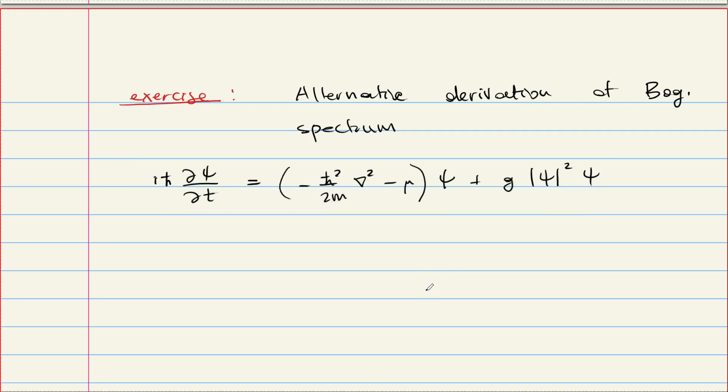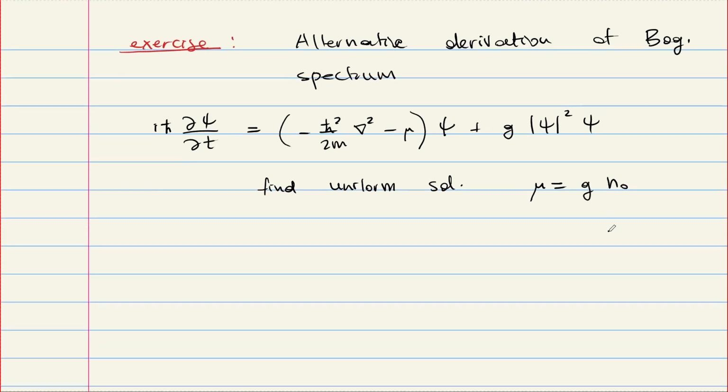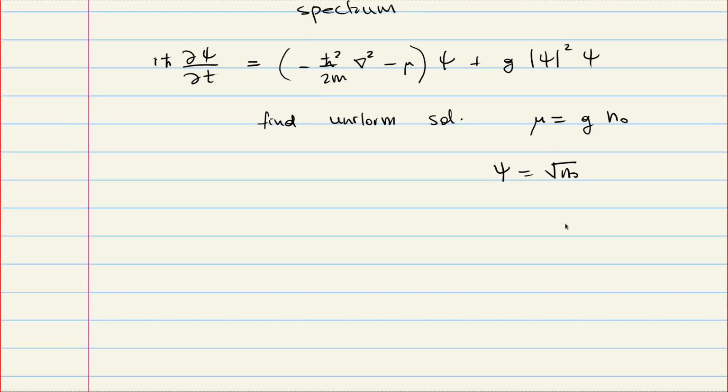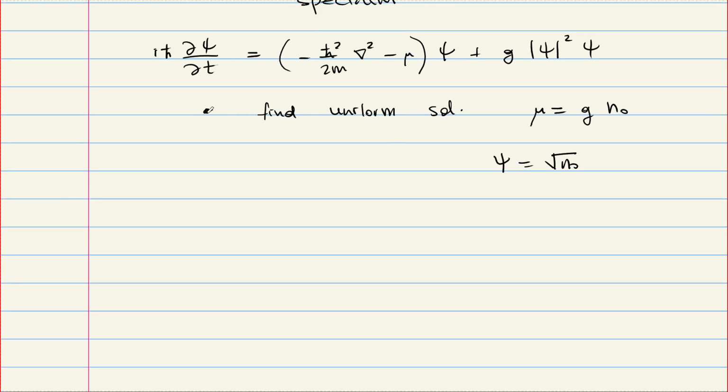And the way we linearize it is like the following: find first the uniform solution, and for the uniform solution we already did that. You find mu is equal to g times n0, right? And then the corresponding solution is psi equal to root n0, and you pick up a phase here. You choose whatever your favorite phase is. And now in the second step, you look at fluctuations around this minimum. Incorporate fluctuations.